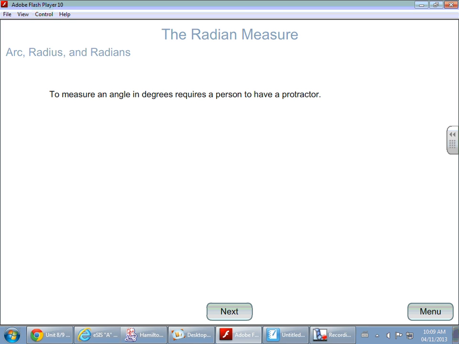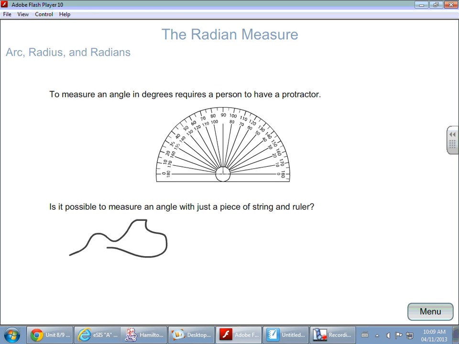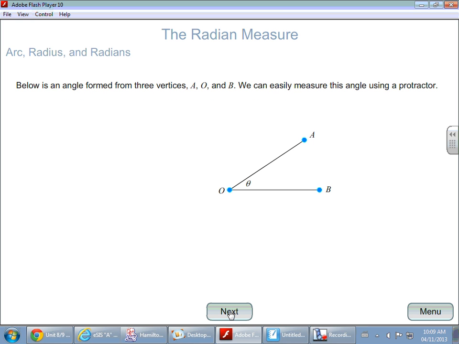Okay, so to measure an angle in degrees requires a person to have a protractor, right? We've all worked with a protractor before. But what I want to be able to do by the end of this lesson is to measure an angle using a string and a ruler, which we're not physically going to do, but you're going to see how we're going to use those materials in order to help us measure.